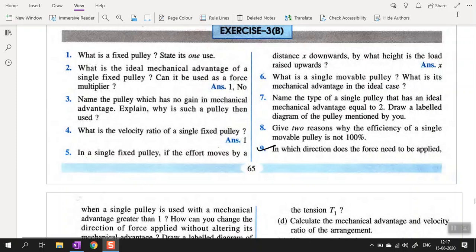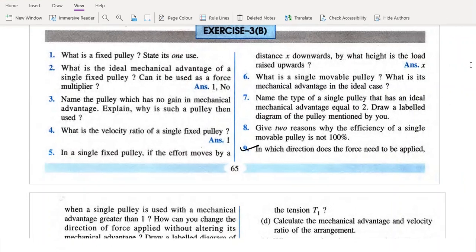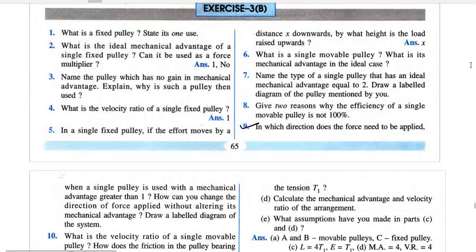So we are going to do numericals of part B today and finish chapter 3 machines. But before that, there are some doubts in the exercise 3B theory part. So let's just have a look at those doubts and then we can go ahead.